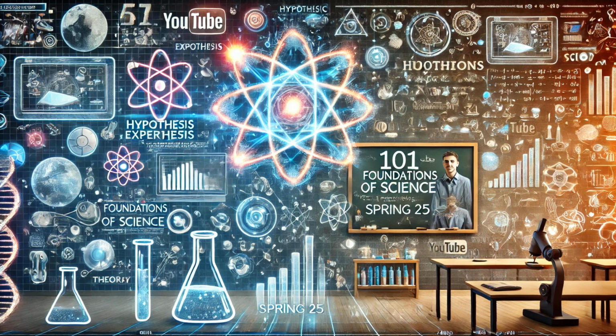The course focuses on 6 key learning outcomes. The first is understanding the nature of science. That means it's not just about memorizing facts, but about understanding how scientific knowledge is built, tested, and refined over time. So it's more about the process of science than just the result.